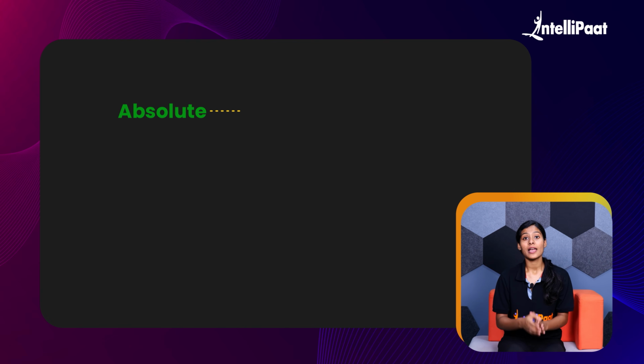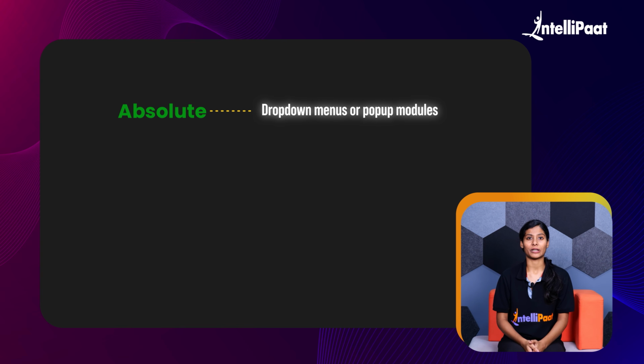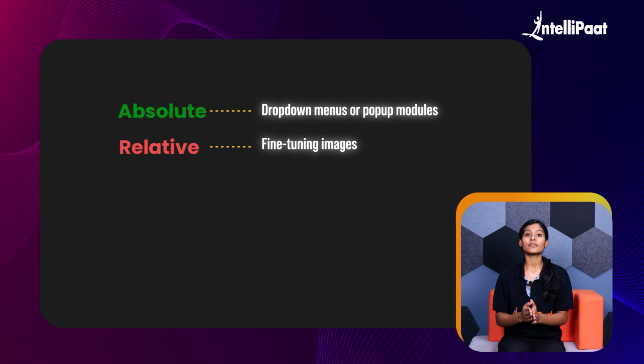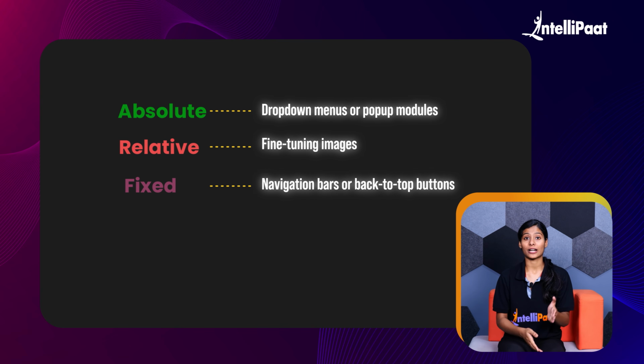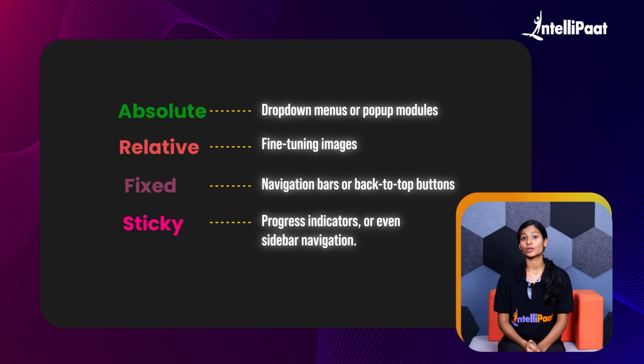So in a nutshell, absolute can be used for drop-down menus or pop-up modules. Relative can be used for fine-tuning images. Fixed is used for navigation bars or back to the top buttons. And sticky can be used for progress indicators or even sidebar navigation.